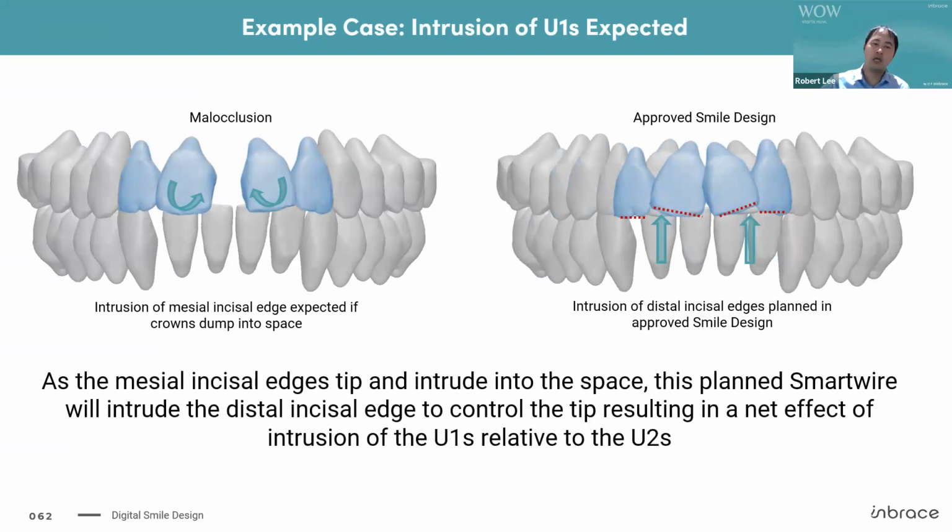So what's happening is the upper centrals want to dump into the space. When it dumps into the space, the mesial incisal edges are actually kind of intruding into the space. And then if you look at the approved small design now on the right-hand side, the distal incisal edges are intruding relative to the upper lateral. So you have intrusion based on the side effect from the crowns dumping into the space, and you also have intrusion relative from the 1 and the 2. So the net overall effect you get is just a general intrusion of your upper ones.